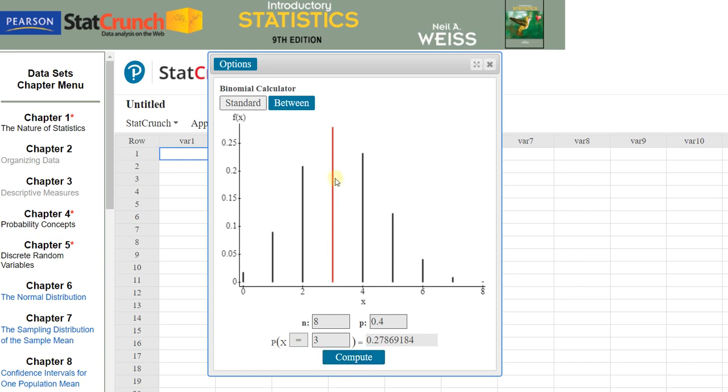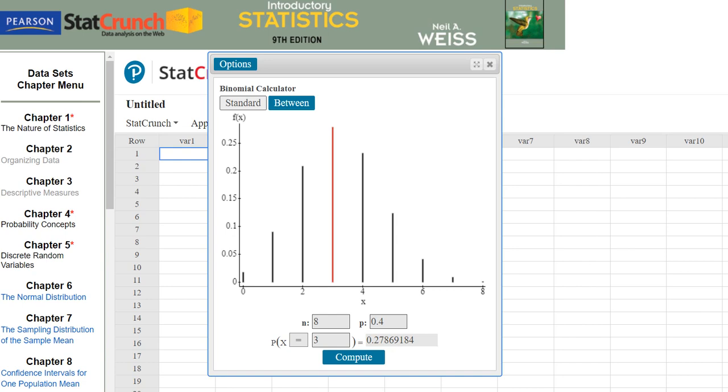Notice again that the highest bar is 3, in red color. So what you're looking at is actually the probability distribution. You see that? That is the probability distribution for this variable. And so the probability of exactly 3, we found it to be 0.2787, and there you go. See, that's confirmed. So that's for part A.